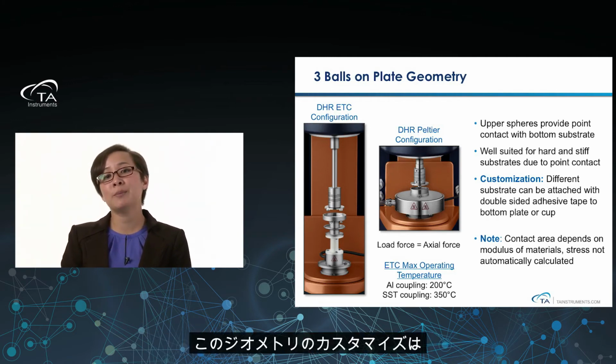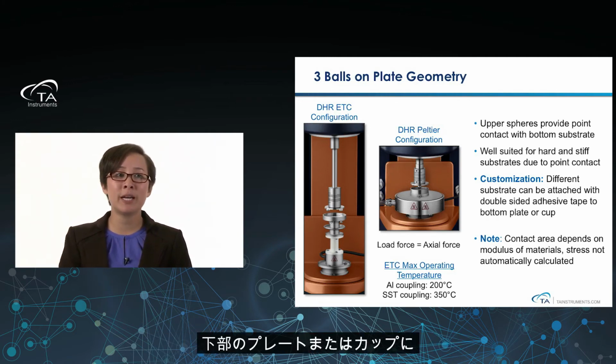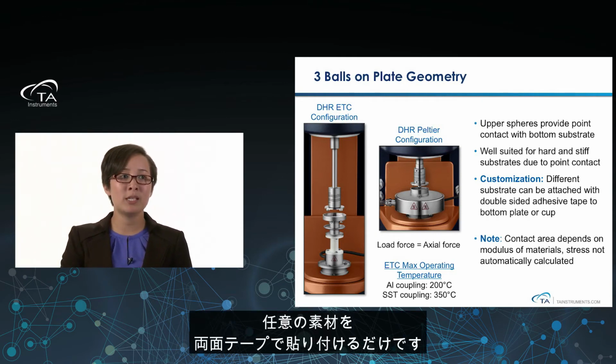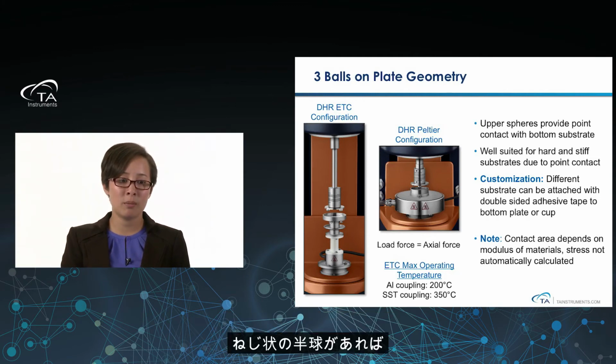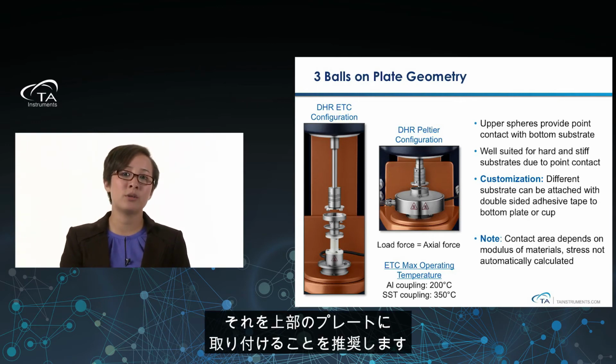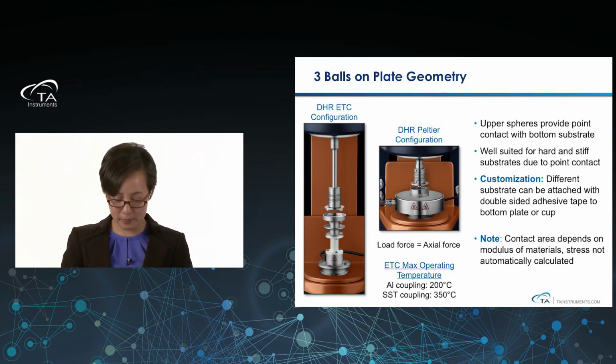The way that you would customize this geometry is simply by attaching any type of substrate, using double-sided tape, to that bottom plate or that cup again. If you can find some threaded hemispherical spheres, you're more than welcome to attach those to the upper plate as well.